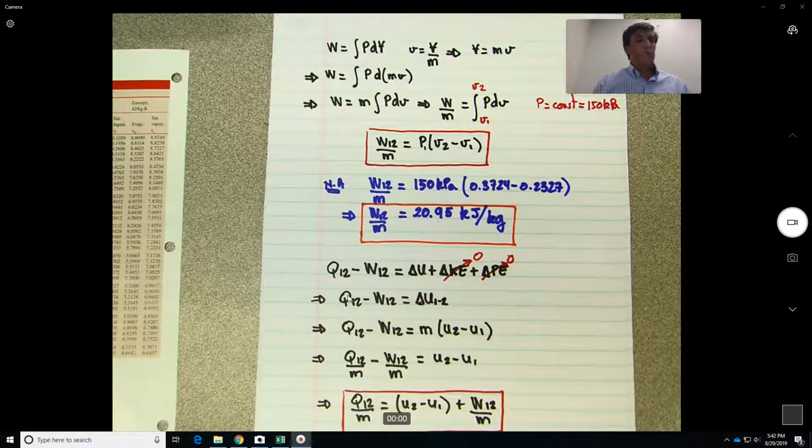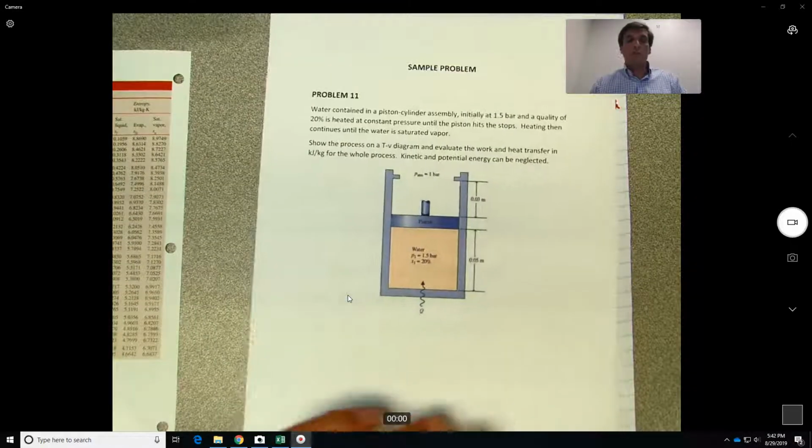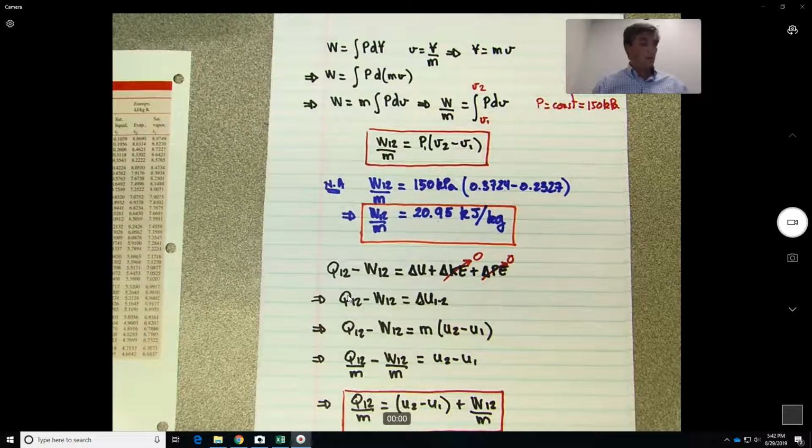Okay, so this is the continuation of this problem. So we made it up to this point. We know what is the work for the process 1, 2, 20.95. And now we need to find what is U1 and U2.